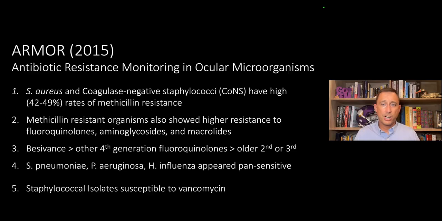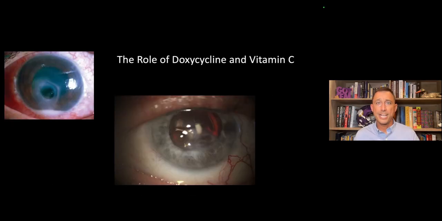5 bullet points here. I'm not going to read through each one of these. I kind of stressed some of the importance here a minute ago. When we think about besafloxacin, the 3rd bullet point, it's still the best 4th generation fluoroquinolone that we have. We know that vancomycin, the 5th bullet point there, being the best fortified antibiotic that we have against these bacterial types of infections that we may run into on the cornea.